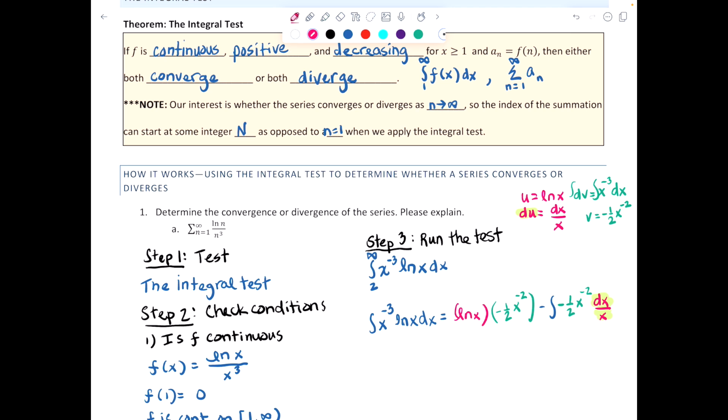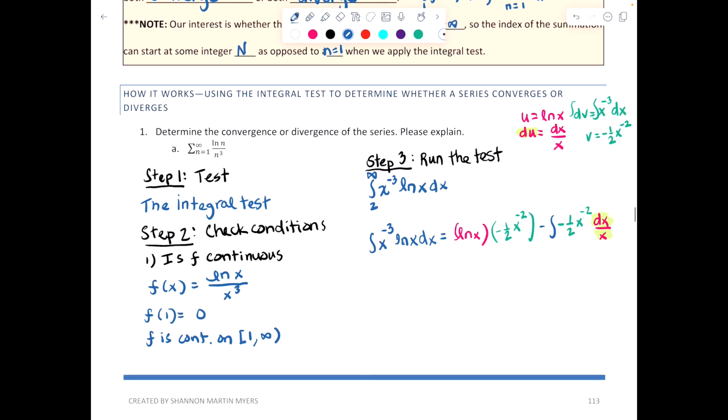Here we go. Good? Excellent. So simplifying, we will have the integral of x to the negative 3 times natural log of x dx equal to negative natural log of x over 2x squared plus 1/2 times the integral of x to the negative 3 dx.